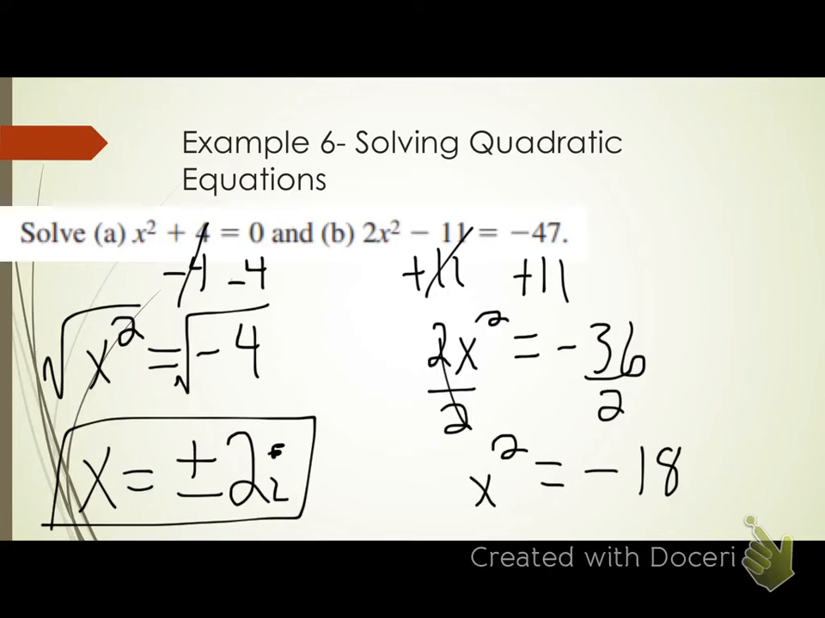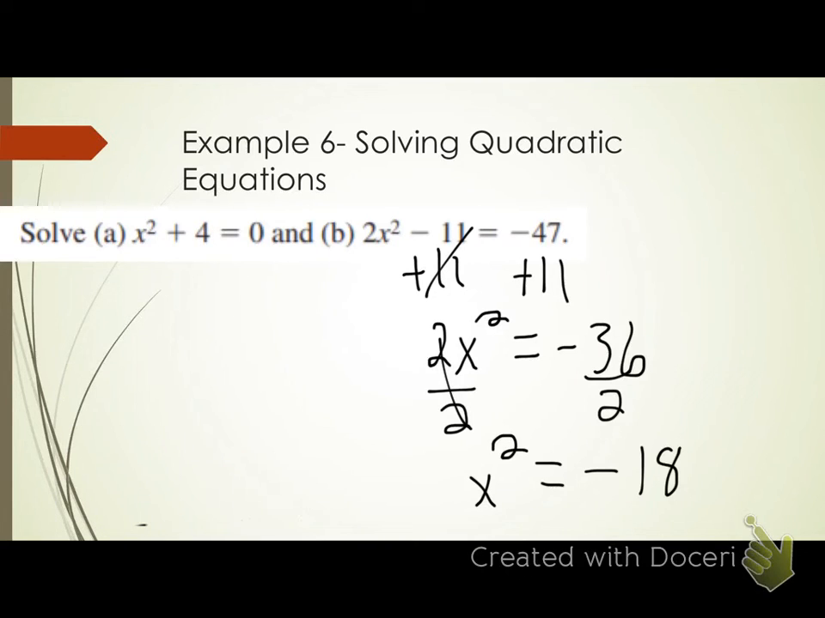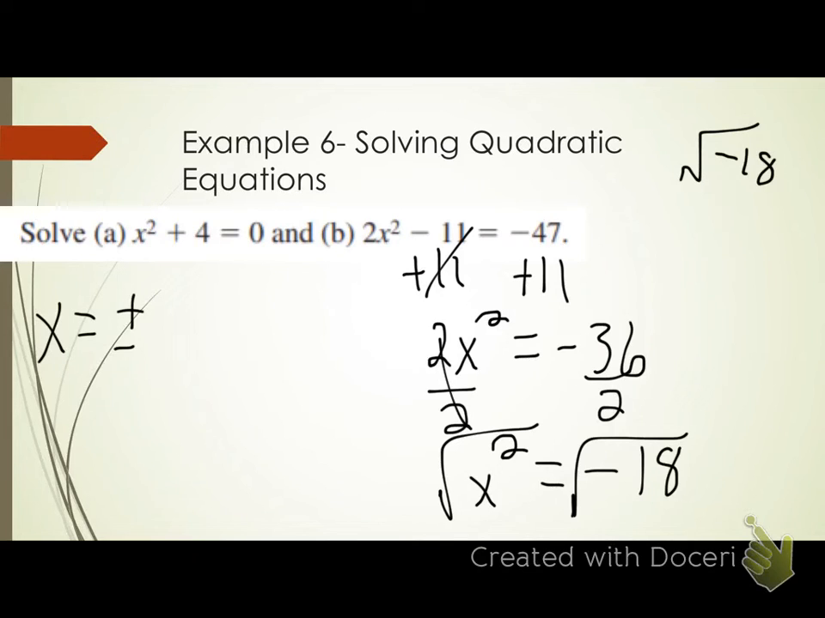Everyone okay if I erase A? And my last step to get x by itself. Take the square root of both sides. So I get x equals plus or minus. Don't forget the plus or minus. Now I've got to take the square root of negative 18. I can break negative 18 into what times what? Negative 1 times 18.